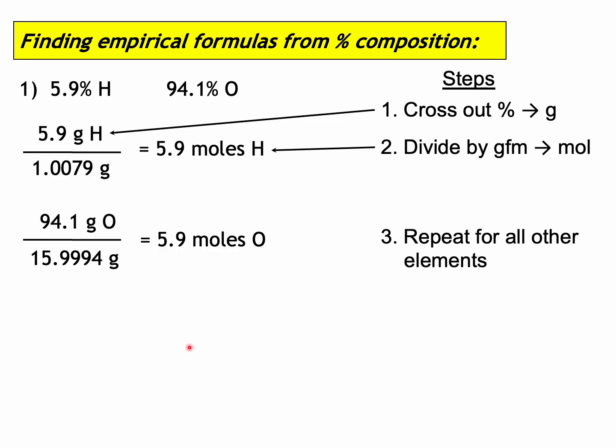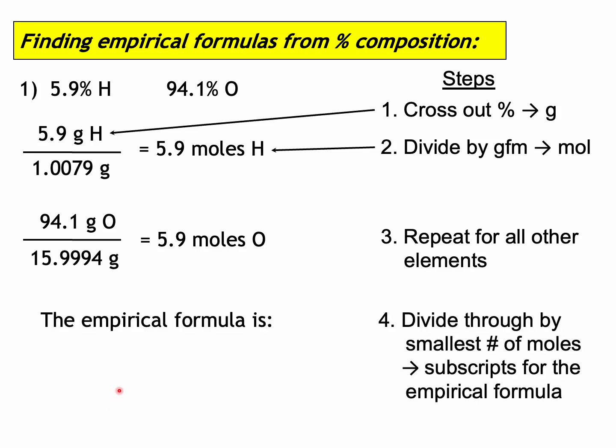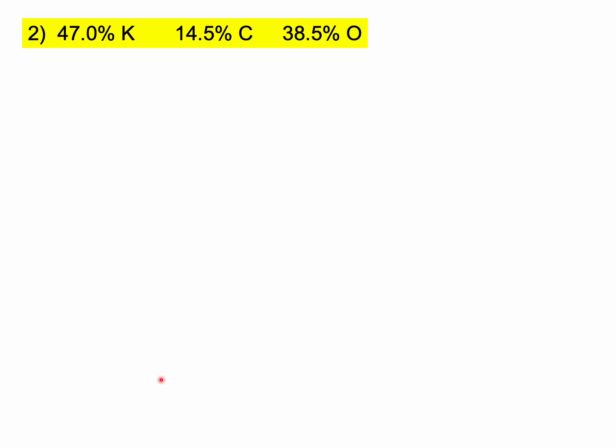Sometimes the numbers don't work out quite so nicely, so what you can do is divide through all of your moles by the smallest number of moles, and that'll give you the subscripts for the empirical formula. So in this case, you end up with an empirical formula of HO. So let's look at another example.